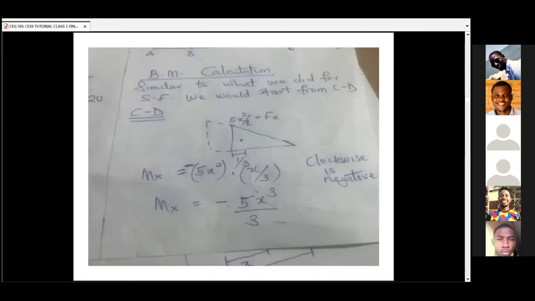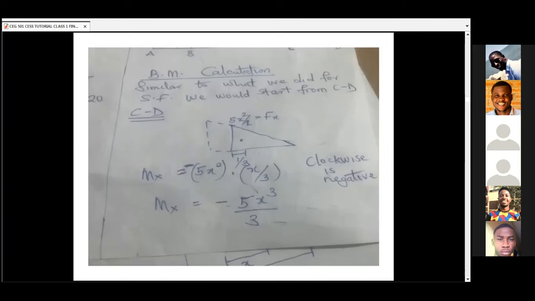So now, your x is the distance of the new triangle, the one that is drawn in continuous line. That's the bottom length. 1/3 of that length will give you the centroid. So that's what gave me x over 3. Now, the force on that is 5x squared. The negative remains there. So when we do our computation, we see that Mx equals minus 5x cubed over 3. So that's the formula for span CD.